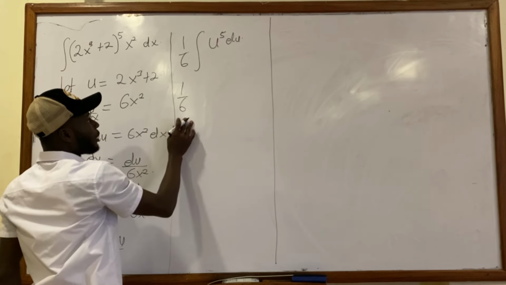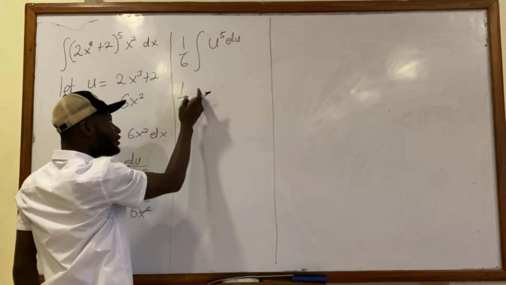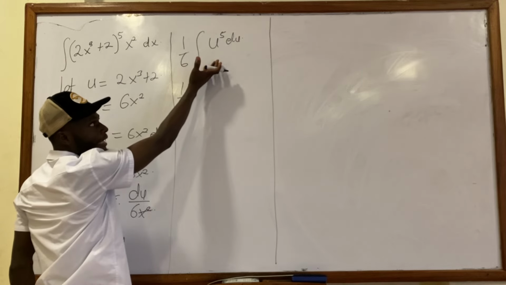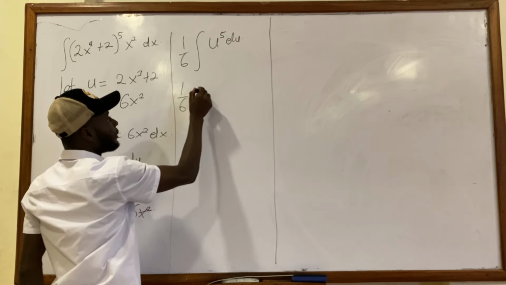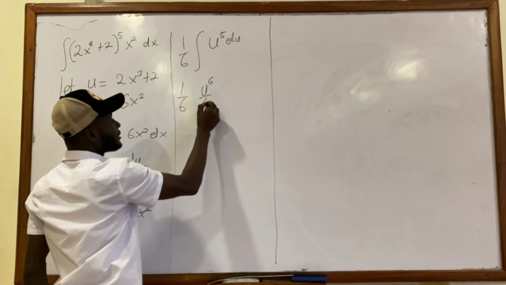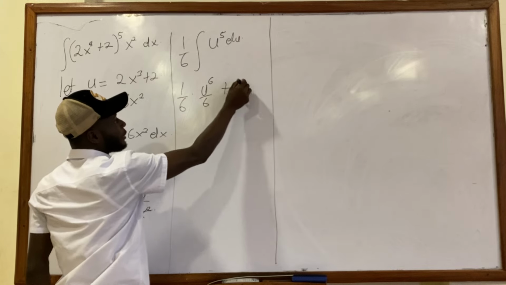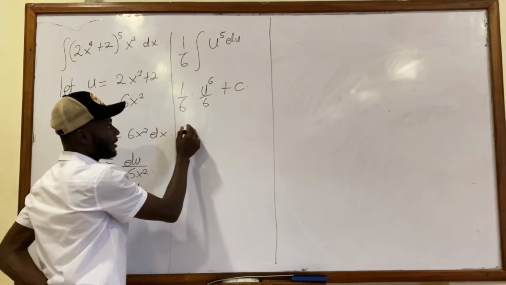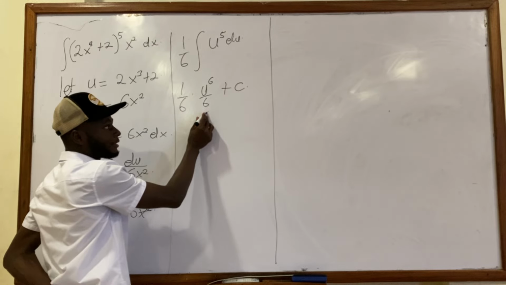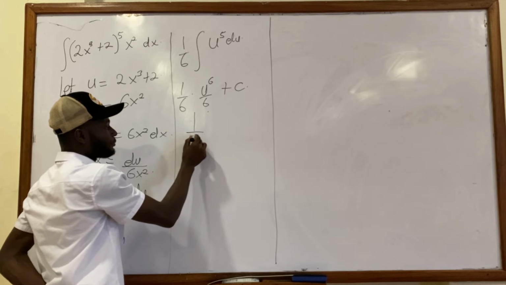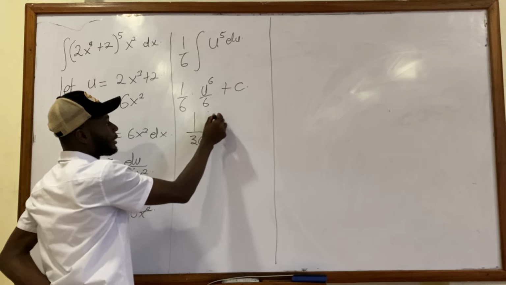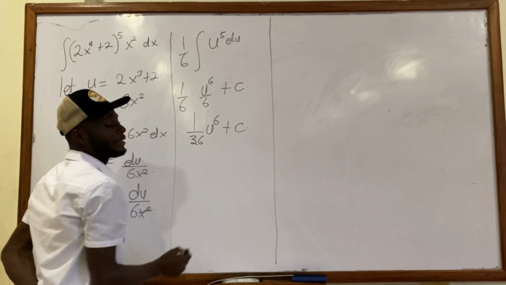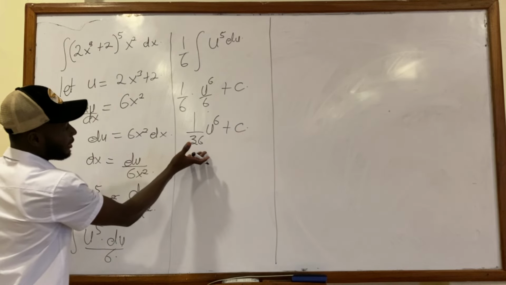When you integrate u power 5, then we have u power 6 over 6, plus the constant of integration. So 6 times 6 is 36, and we have 1 over 36 u power 6 plus c. So this is the final solution.